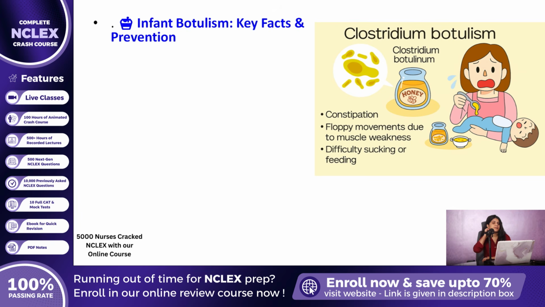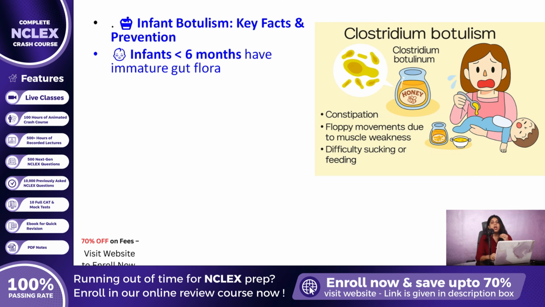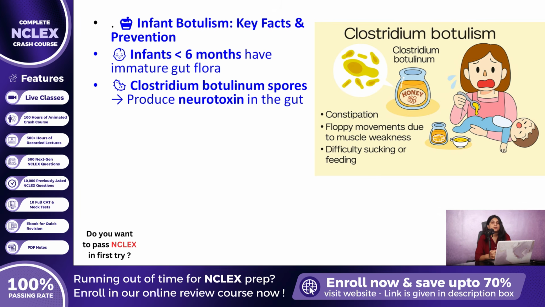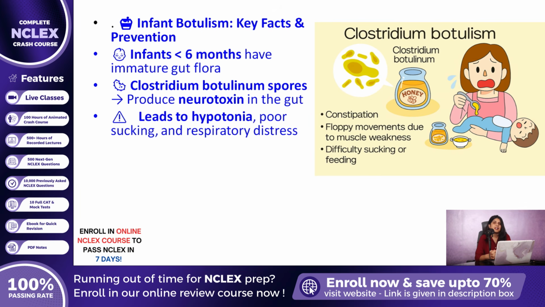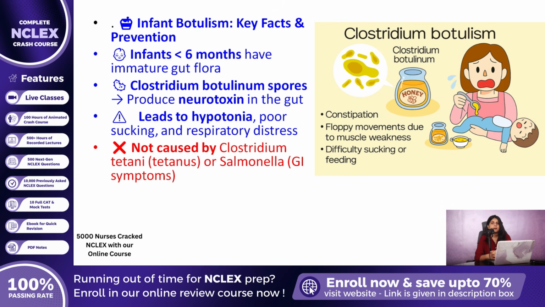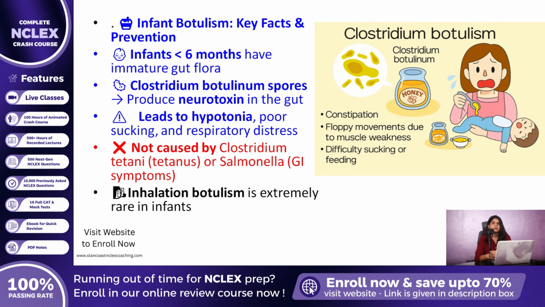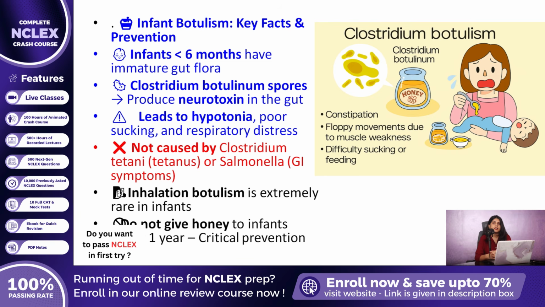The rationale is that infants, especially those younger than 6 months, have underdeveloped gut flora, which allows these spores to colonize and produce neurotoxin. This leads to hypotonia, poor sucking, and potentially life-threatening respiratory issues. Clostridium tetani causes tetanus, not botulism. Salmonella typically causes gastroenteritis, not neuromuscular paralysis. Inhalation botulism is extremely rare and not a typical pediatric concern. Educating parents to avoid giving honey to infants under 1 year is a key preventive strategy.